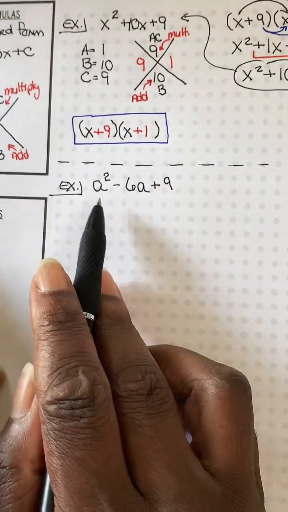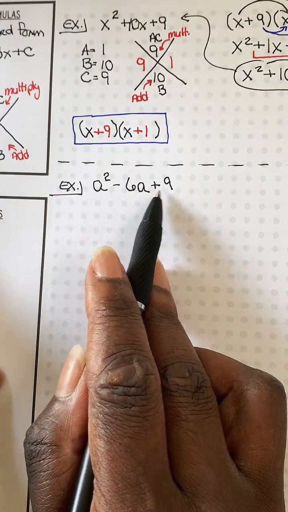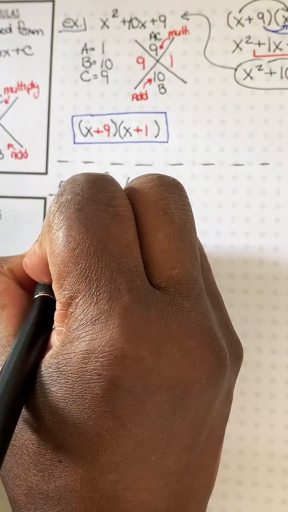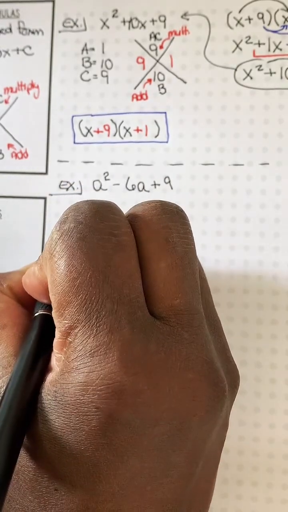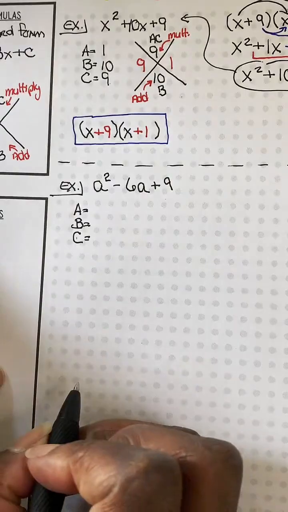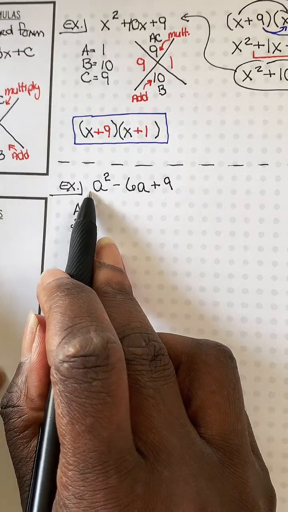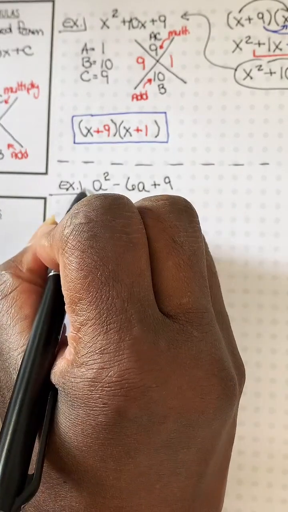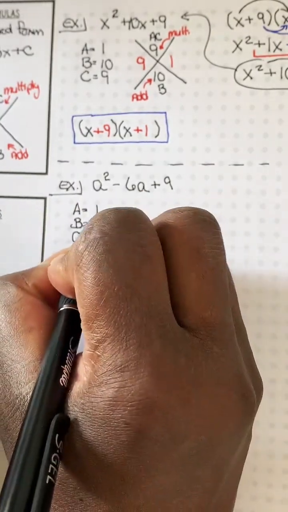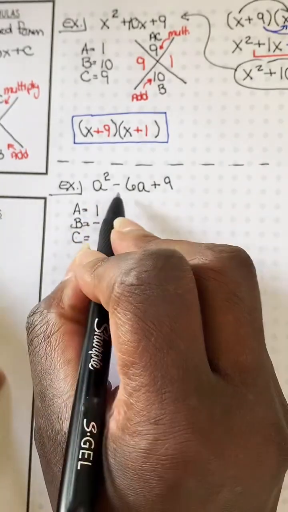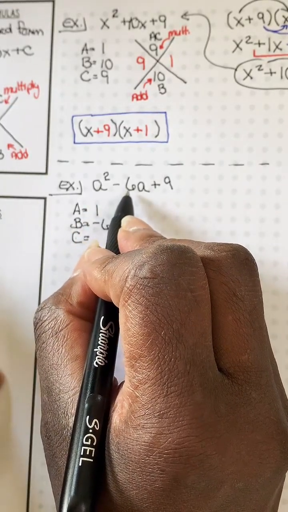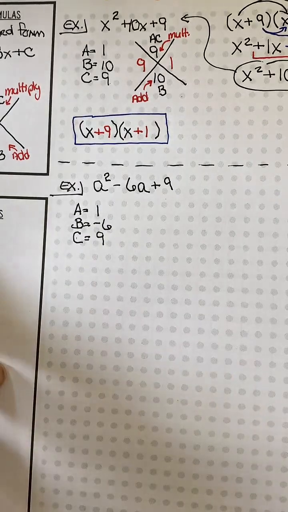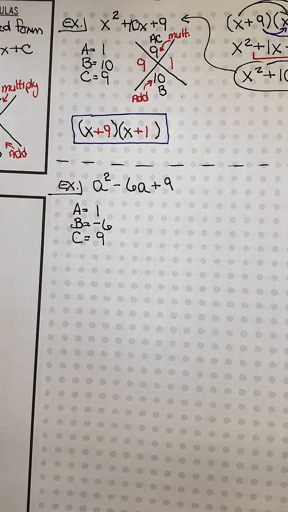Anywho, so we have a squared minus 6a plus 9. The first thing I do is label what my a is, what my b is, and what my c is. My a is always the coefficient of the variable squared, which is 1. My b is a negative 6. I always include the sign to the left. And my c is a positive 9, so I can say just 9. All right?